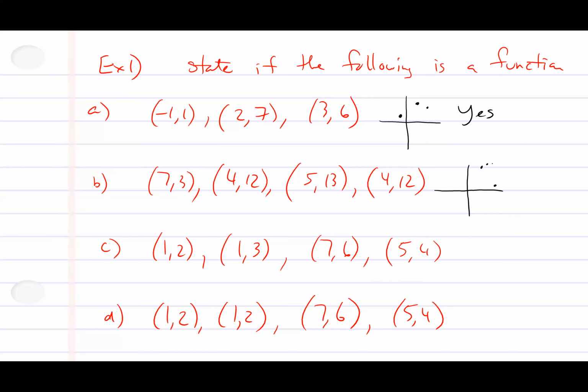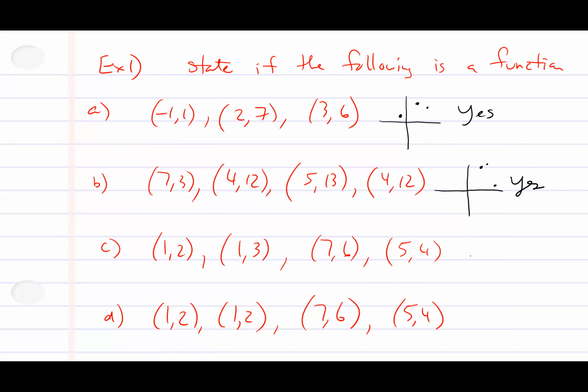Okay. How about this one? What do you guys say? Yes or no? The 4 and the 12 repeat themselves, huh? But do they form different points though? Nah, it's still the same point. 4, 12 is still here. It's still 4, 12, 4, 12. Does it fulfill the vertical line test? Absolutely. We are good with a yes.